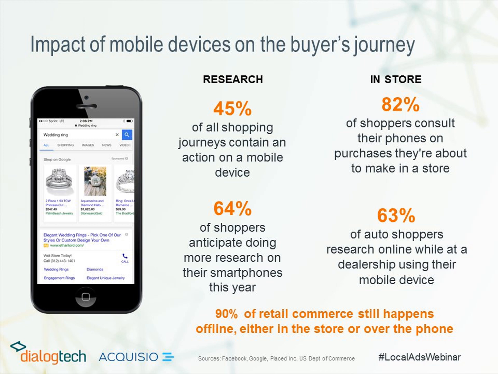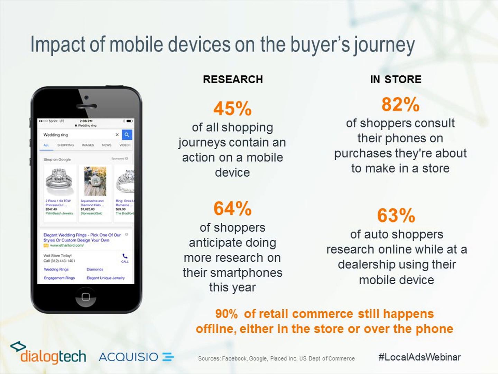But it's not just the adoption and the number of smartphones in the market that makes them so important to marketers. It's the way people are using them to shop locally across different industries. You can see some statistics here. People are using their smartphones more and more in the research process of a purchase. 45% of shopping journeys across industries contain at least one action on a mobile device. 64% of shoppers anticipate doing more research on their smartphones this year, so that number will continue to grow.